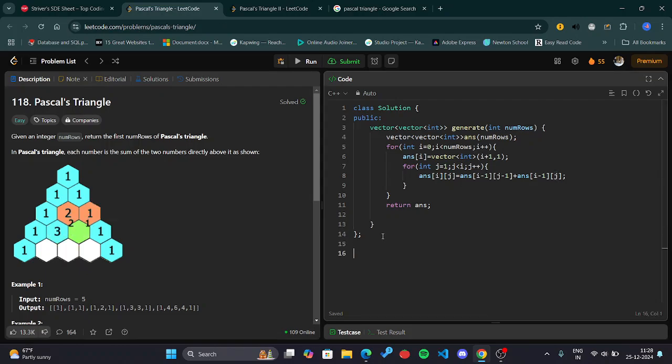So, let's just discuss the time complexity. It will definitely be big O of numRows square, because I've taken 2 for loops, and the space complexity will again be the same, because I've taken a vector here. That is why. As simple as that.